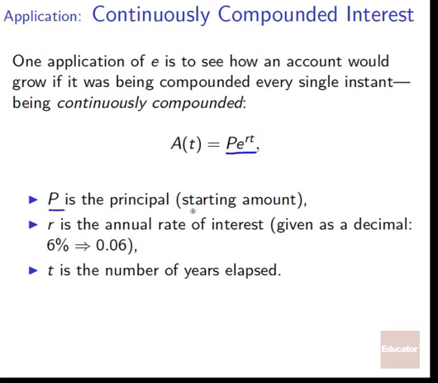P is the principal, or we can just think of it as the starting amount, however much we started with. R is the annual rate of interest, and it can even be used for things that aren't just annual rates, but R is the annual rate of interest, and remember we give that as a decimal. If we give it as a percent, things won't wind up working out. And T is the number of years elapsed.